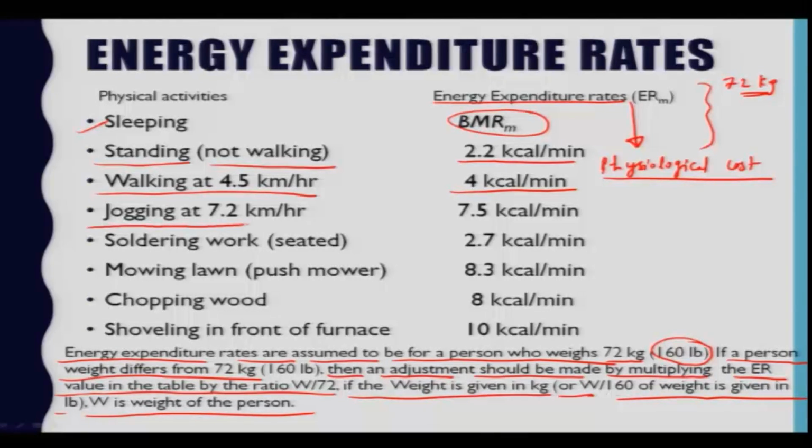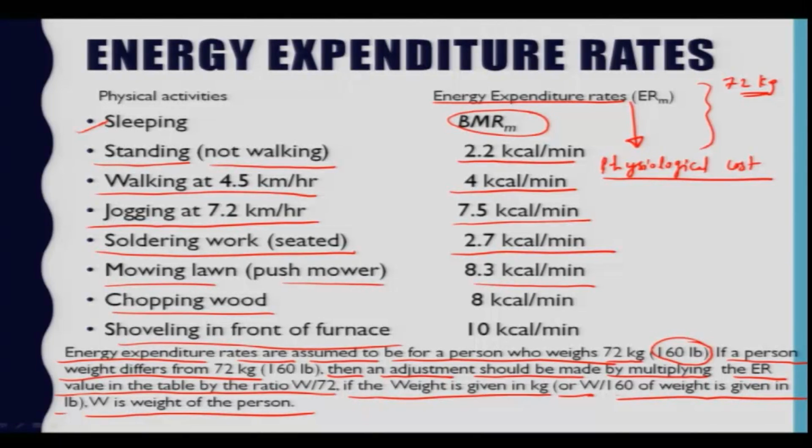If you are jogging at a certain speed, let's say 7.2 kilometer per hour, your energy expenditure rate will be 7.5. If you are in a sitting condition doing some work, it is 2.7 kilocalorie per minute. Mowing lawn, push mower, 8.3 kilocalorie per minute. Chopping wood, shoveling in front of furniture.